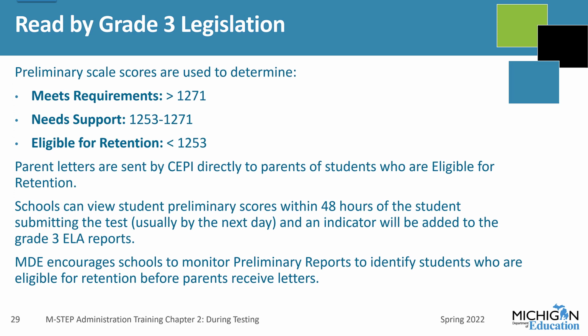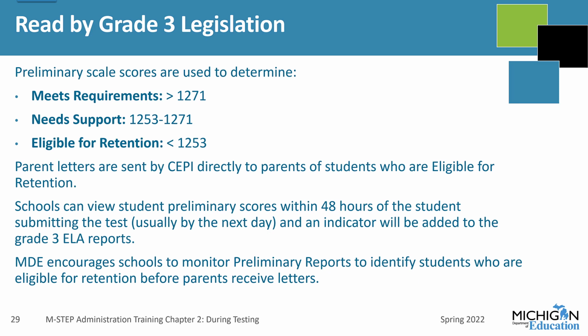I wanted to include this slide about the Read by Grade 3 legislation just to make sure everyone is aware of this important information. There have not been any changes to the preliminary scale scores used to determine students who meet requirements, need support, or are eligible for retention. You can see here students scoring higher than 1271 will meet the requirements of the law. Students scoring between 1253 and 1271 will be identified as need supports, and students scoring below 1253 will be eligible for retention.